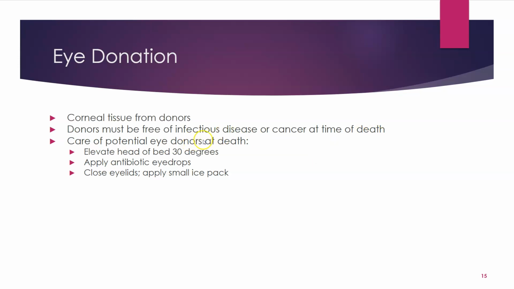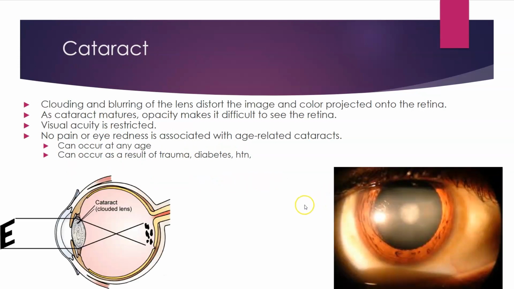For potential eye donors at death, so if you've got a patient that meets brain death criteria, those kind of situations, and it's going to donate eyes, keep the head of the bed up, provide eye drops as needed, and then close those eyes and put small eye packs on just to try and maintain that tissue. Any of the donor services will help you out with that, and we'll run that.